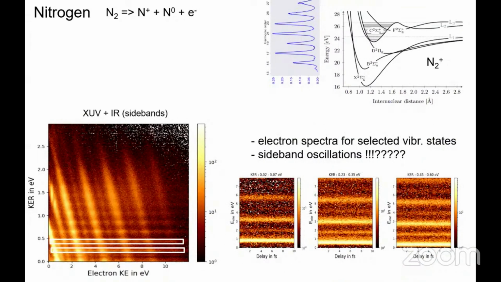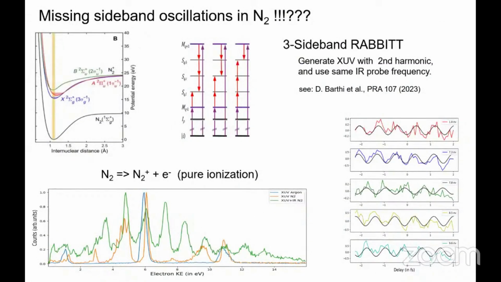Nothing, flat. We don't see anything. We can even select certain vibronic states in the C state. We don't see any sideband oscillations. Okay, then we were kind of intrigued and tried a little bit more.